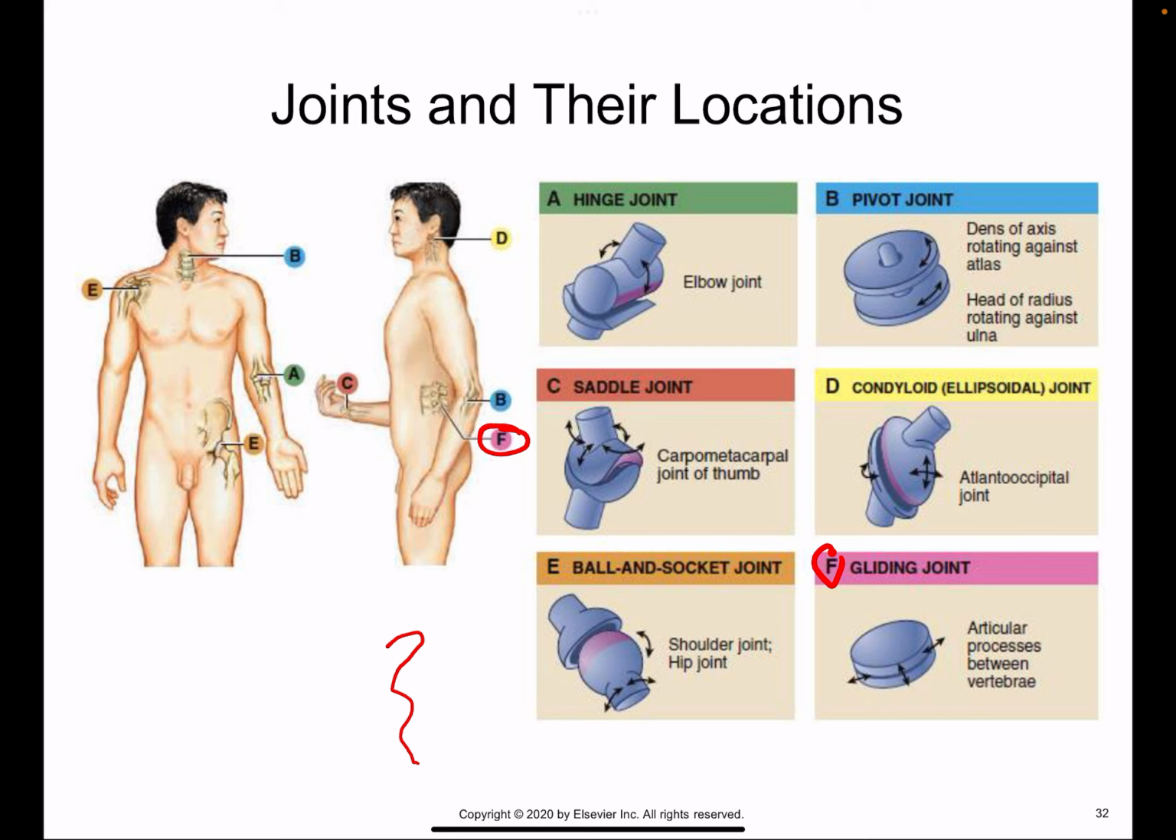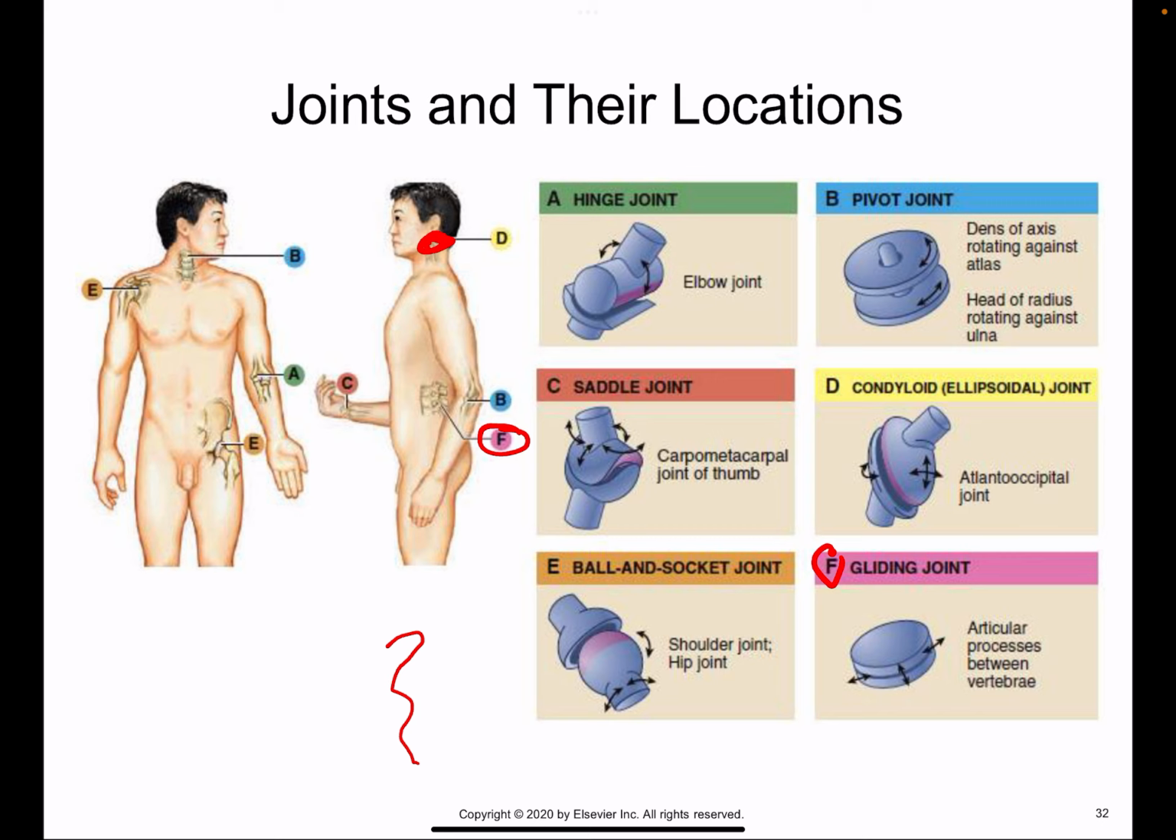Now from F, we're going to go to D. Here is the condyloid or ellipsoidal joint, right, which is right there in the neck. A nice exercise to do for yourself is to hold this region of your head and move around and see how that makes you feel. Very nice little head bob I got going on.